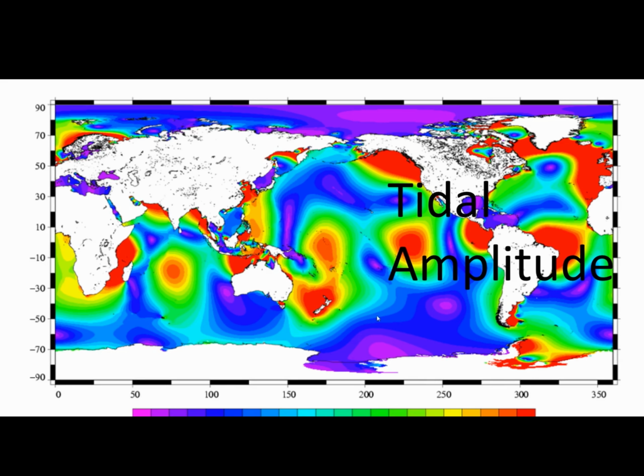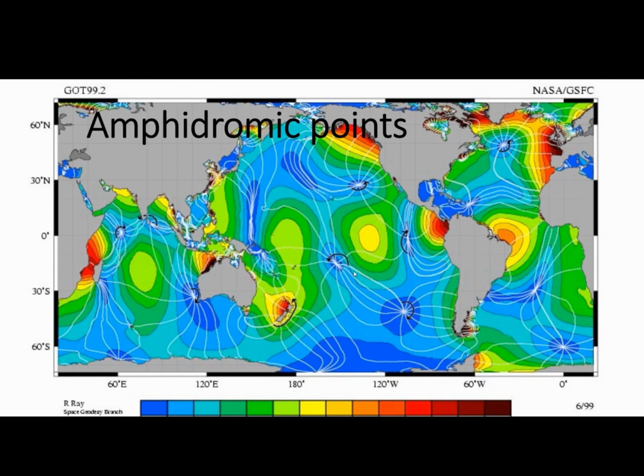Now, the places where there is no tide, these are called amphidromic points. I will call them tidal nodes because that's the more common term for them. And they're here. And these are the places, these points, that there is no tide. Literally no tide at all. And there's tons of them.